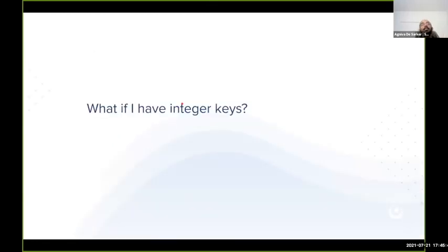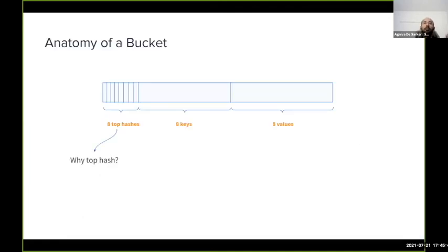Okay, so now you're asking, I don't have byte slices in my map as the key, I just have integer keys. So why do I need these top hashes? I can just compare a given key, x equal to y, and just go ahead with it, right?